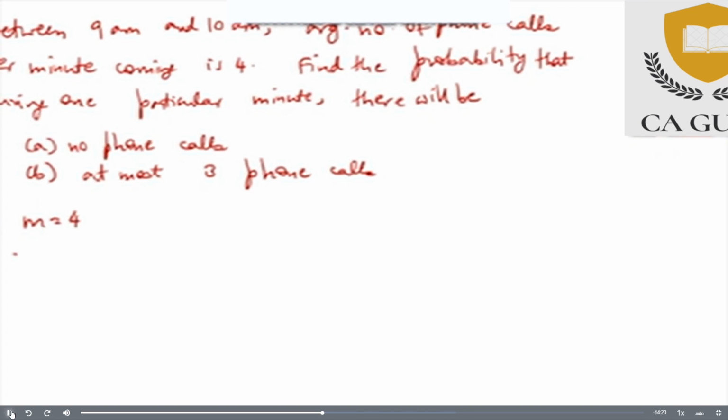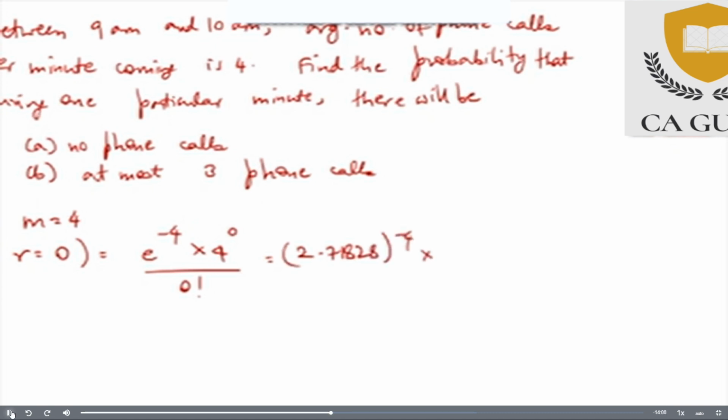Okay, so r is equal to no phone call, means r is equal to 0. P of r equal to 0 is equal to e to the power minus m into m to the power 0 by 0 factorial, which is equal to e, which is 2.71828, to the power minus 4 into 1 by 1, which is 2.71828 to the power minus 4.